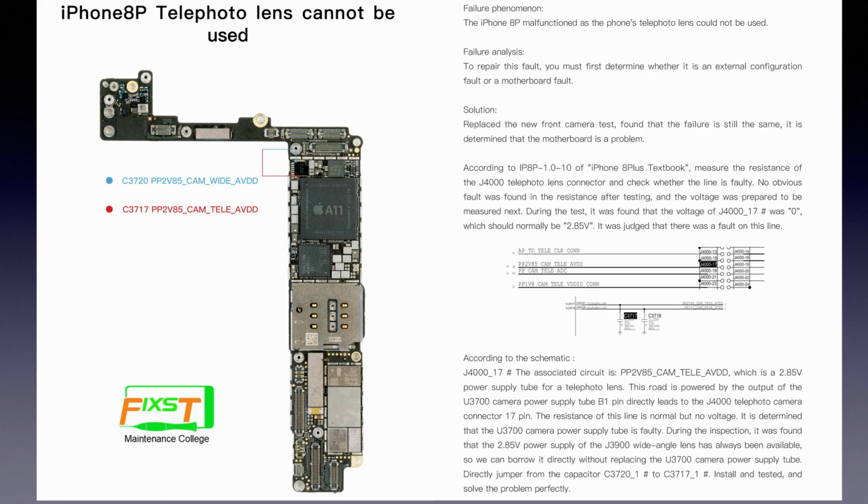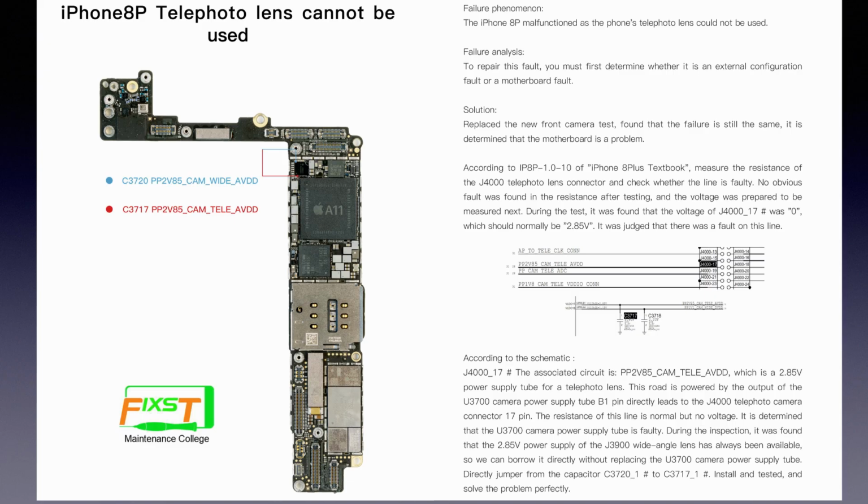And according to the schematic, we can find out this pin 17 is the 2.85 volt power supply for the telephoto lens. This load is powered by the output of the U3700 camera power supply IC, the pin B1, which links directly to the J4000 telephoto camera connector pin 17. And the resistance of this line is normal, but there is no voltage.